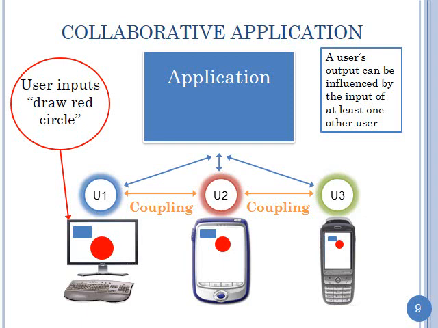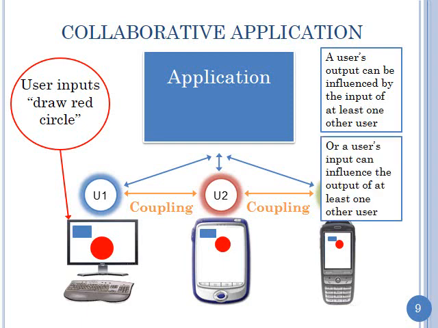Okay. So what if I'm presenting these slides to you on your screen? Each one of you on your computer screen is seeing the slides. Is my output changing as a function of your input? Your output is, but not mine. Okay, so you want the dual of this also: or a user's input can influence the output of at least one other user.